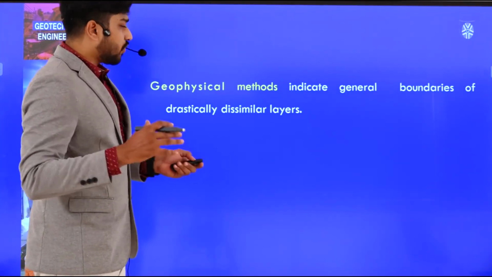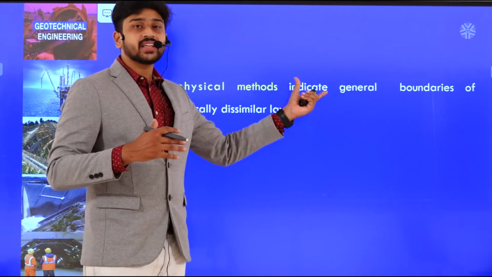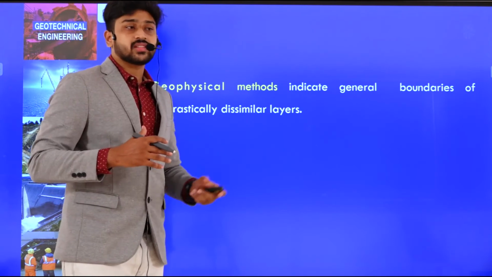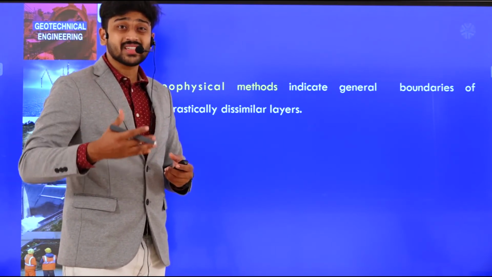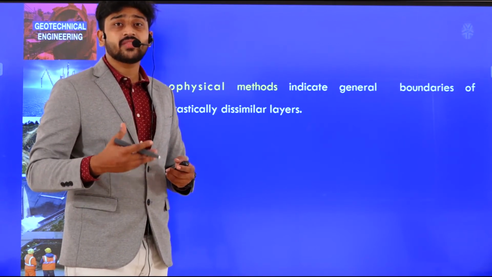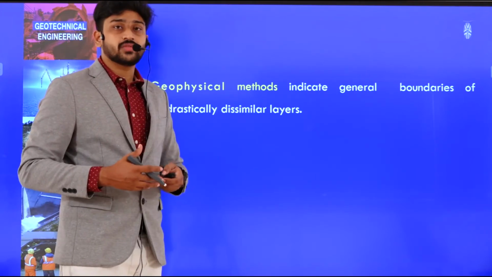So what do we mean by geophysical method? In general, it indicates the general boundaries of drastically dissimilar layers. Since the soil is non-homogeneous, there will be different levels here, and at different levels there will be different soils. This dissimilarity in the soil can be observed.